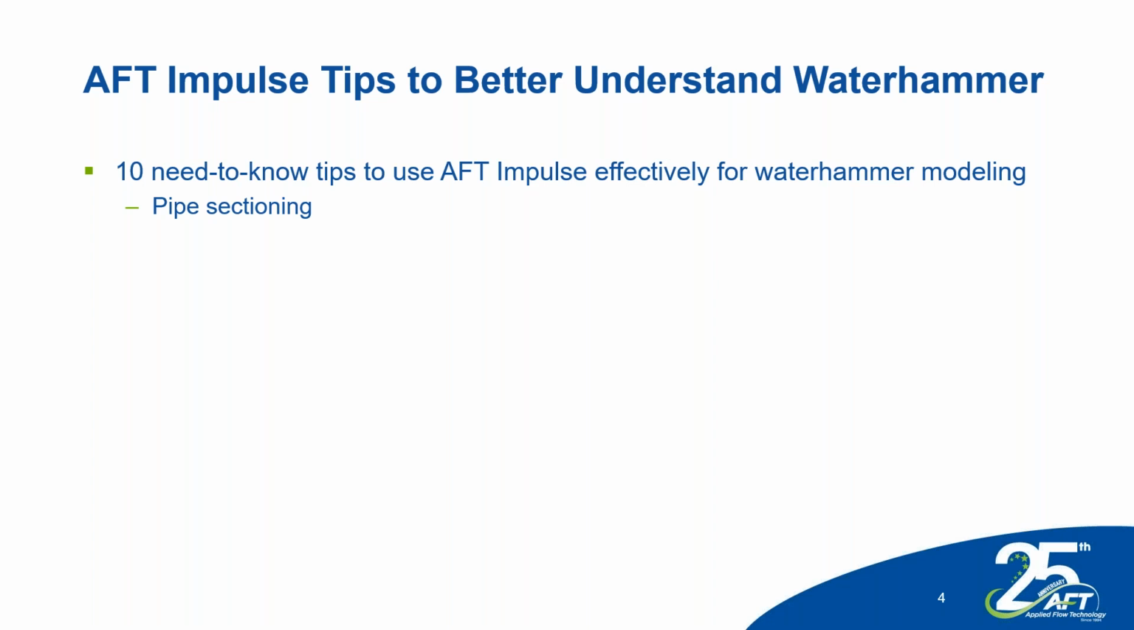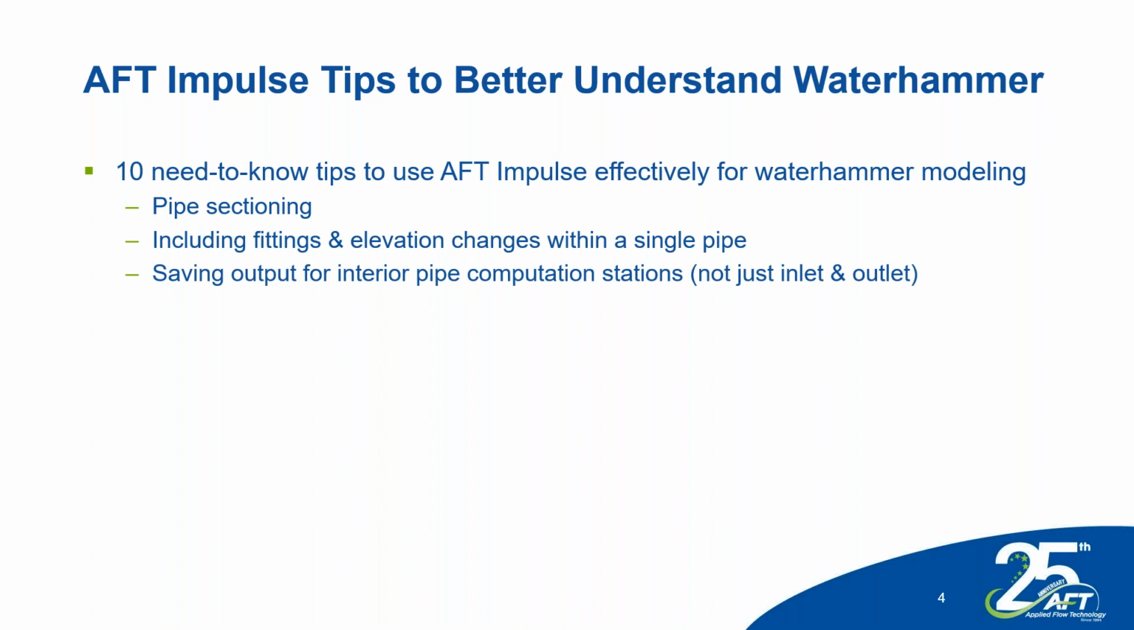So we're going to talk about effective pipe sectioning today. We're also going to talk about how to include those fittings and losses within a single pipe, or same thing with elevation changes. You do not have to model individual pipes and a whole bunch of extra junctions on your workspaces to get an accurate picture. You can lump all of that information into a single pipe to simplify your model and still get very solid results. So we'll see that today. We'll talk about what it means to save output for interior pipe computation stations, not just the inlet and outlet, and why you would want to do that.